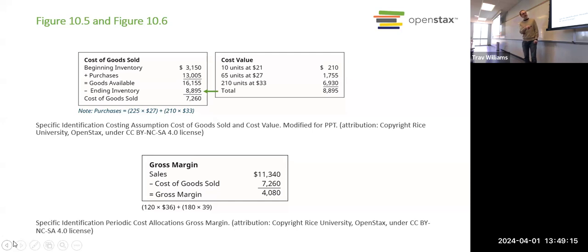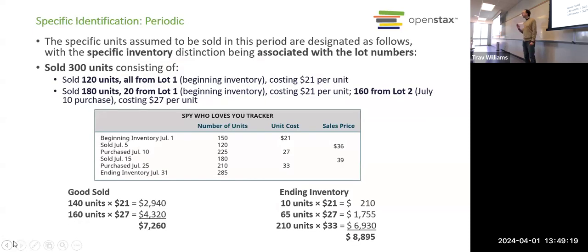Now let's think about how we would get our total sales. Kind of similar. We'd have to look back and see we sold 120 units at a price of $36 and we sold 180 units at a price of $39. So we'd have to multiply them separately, add them together, and that would give us our total sales revenue.